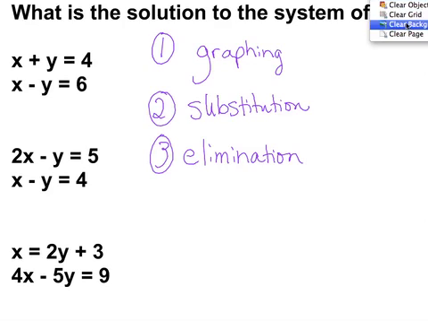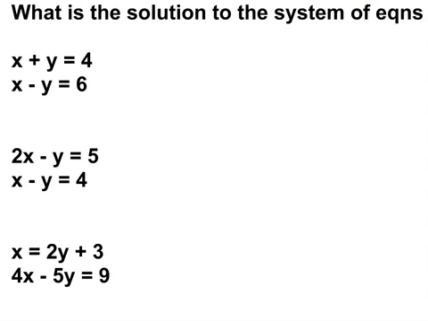So let's try that. I see that I have a plus and a minus in front of my y, and my y coefficient is 1 in both places. So I'm good to go. I can just go ahead and add these two equations together as they are. So I have x plus x, and that gives me a 2x. A positive y and a negative y, I'm going to get a 0y, they go away. And then I have 4 plus 6, and I get 10. So I get that 2x is equal to 10, which means x is going to equal 5.